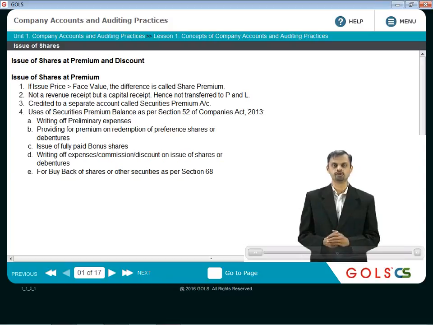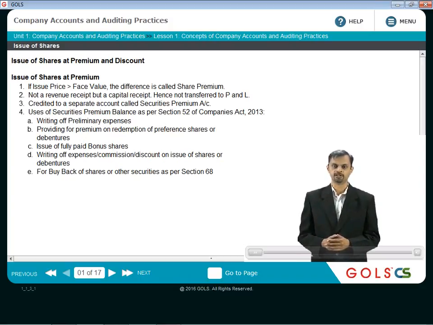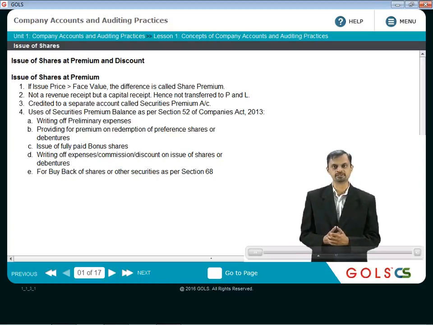It is not a revenue receipt, it is a capital receipt, and hence it is not shown as a revenue income in the profit and loss account. It is credited to a separate account called securities premium account. And this securities premium account, as I have mentioned in the last point, is part of your equity and liabilities, and within that part of shareholders funds, and within shareholders funds it is part of reserves and surplus.